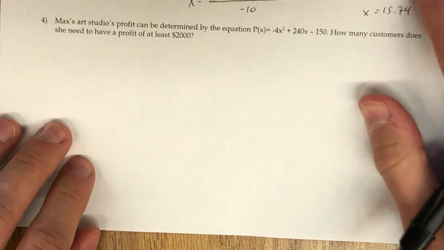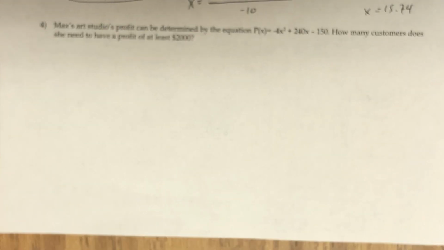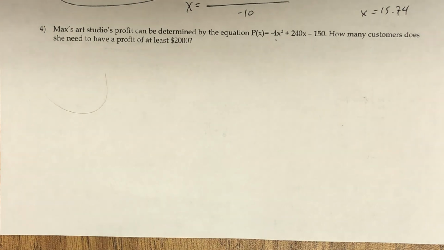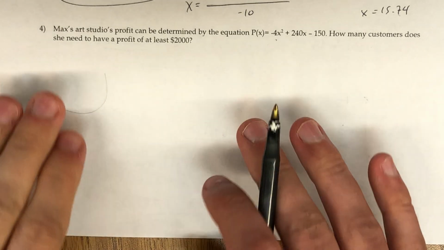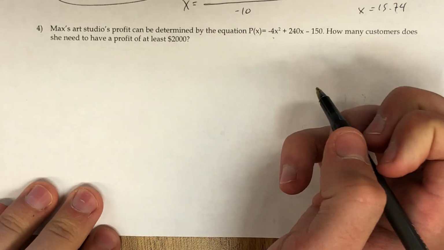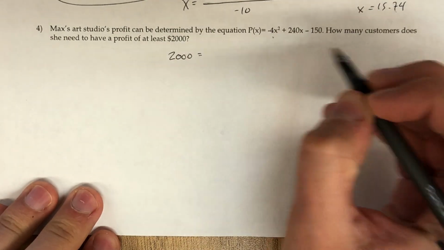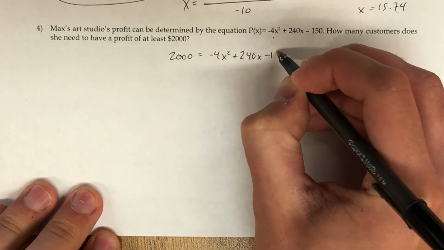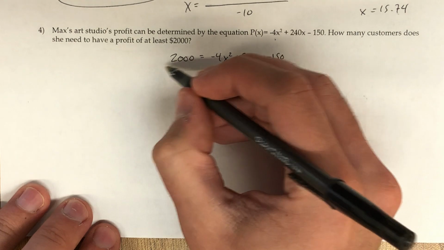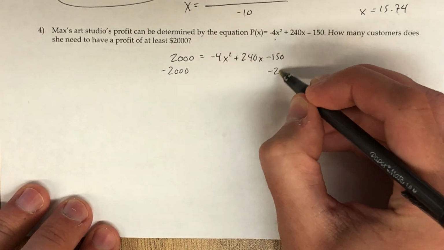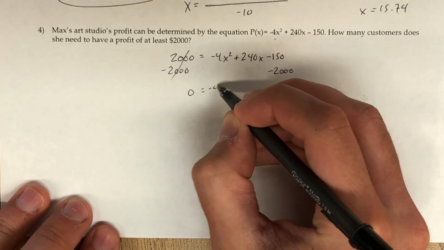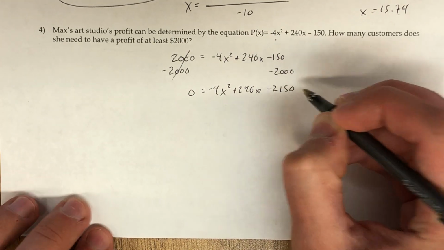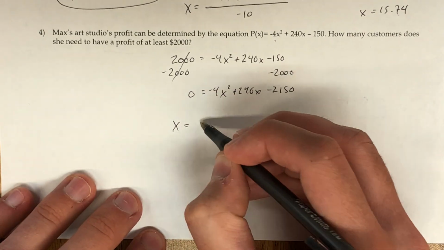Okay. Last one. Max's Art Studio's profit can be determined by the equation p of x equals negative 4x squared plus 240x minus 150. How many customers does she need to have a profit of at least 2,000? So we want a profit of 2,000. We set our equation equal to 2,000, then subtract it from both sides to get our equation set equal to 0. Then we can solve for x by using the quadratic formula.